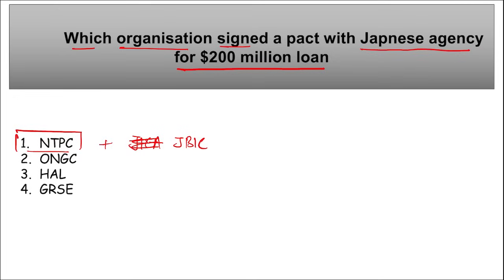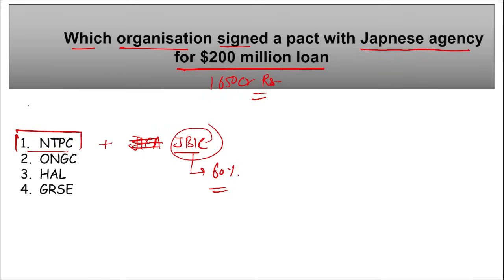NTPC and JBIC, that is Japan Bank for International Cooperation, and this is for the loan of 200 million US dollar. Correct? This comes around to be 1650 crore rupees. Here JBIC will provide 60% of the facility amount, and the balance amount will be provided by other commercial banks that come under the JBIC bank guarantee. Correct? Then the loan is co-financed by various organizations, as we just saw, under the bank guarantee of JBIC.